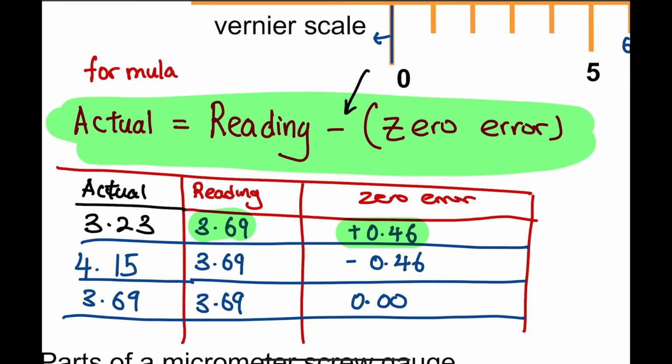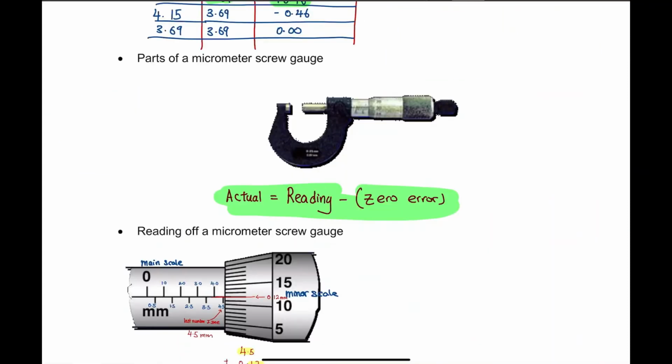Whereas on the other hand, if I have a negative zero error, my reading 3.69 down here minus negative, which will give you a plus 0.46, gives you 4.15. Okay, negative zero error causes your actual reading to be larger. For no zero error, 0.00, nothing happens. Your actual is equal to your reading, full stop. Make sure that you memorize this formula down here, because this will help you a lot.